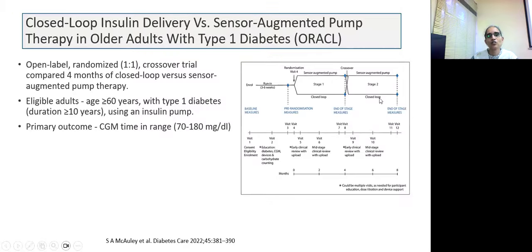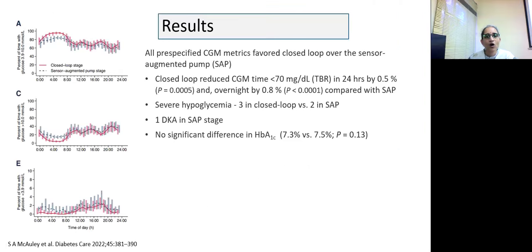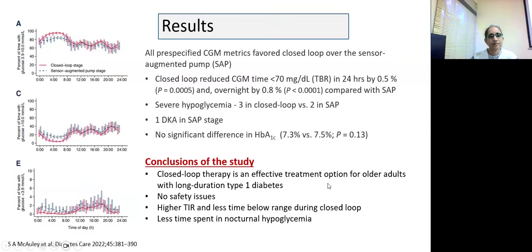This was another study, a crossover study between sensor augmented pump and closed loop, and again found that time in range was better with the closed loop as compared to the sensor augmented pumps. Also, the number of severe hypoglycemias was reduced and DKAs were avoided. So closed loop therapy was found to be an effective treatment option, even for older adults with type 1 diabetes: no safety issues, higher time in range, less time below range, and less time spent in nocturnal hypoglycemia.